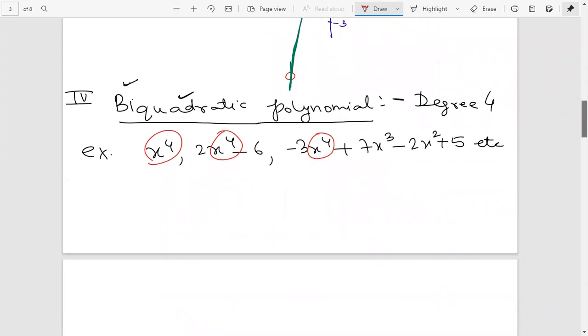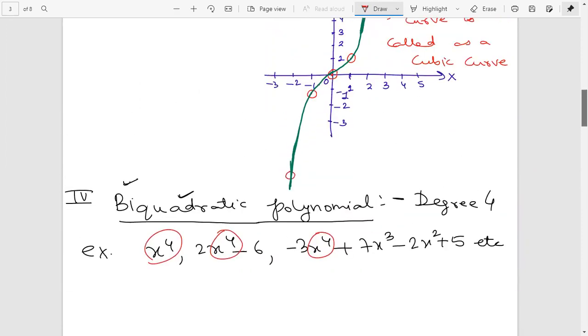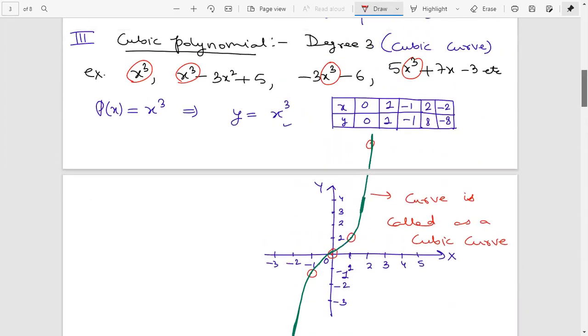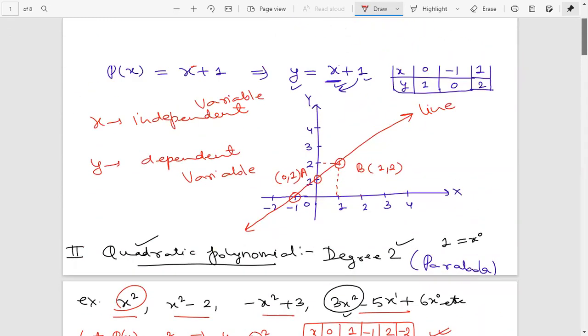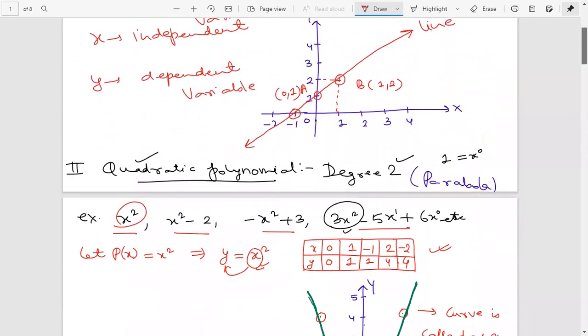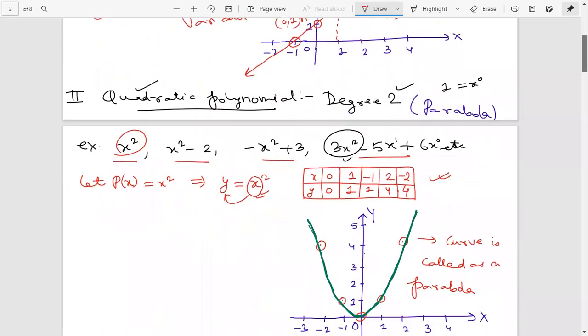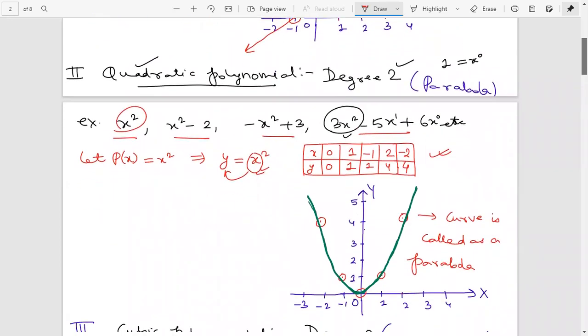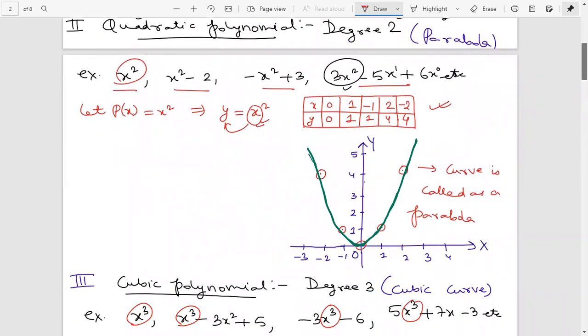And higher than this, we can say again polynomial. Up to 3 only we have in this syllabus. For first degree, linear polynomial, the straight line will be the curve. For quadratic, degree 2, parabola. The curve will be called a parabola, or the nature of the curve will be parabolic.